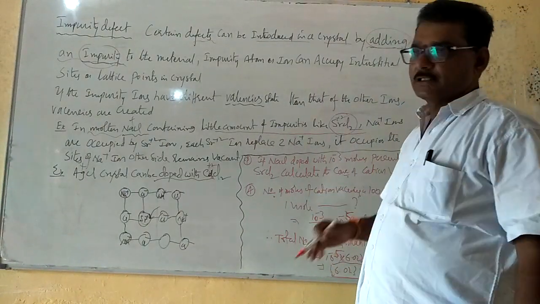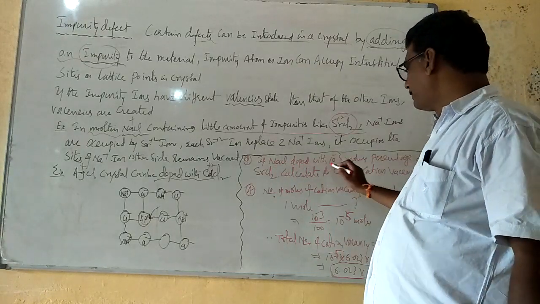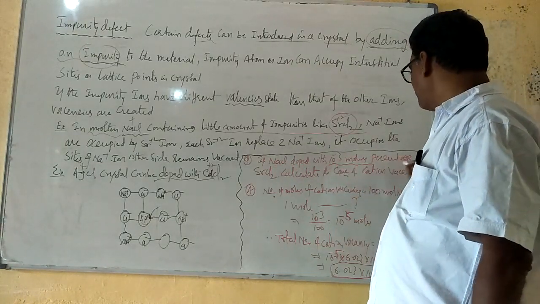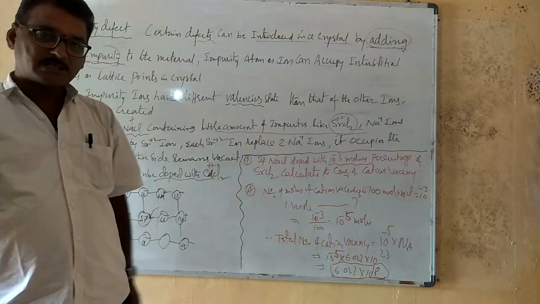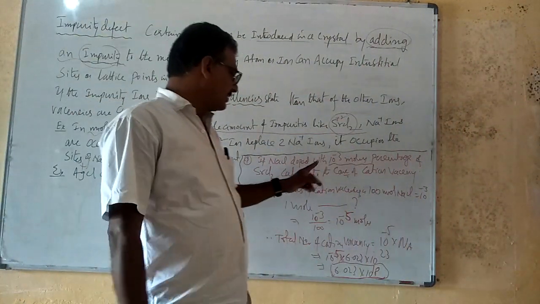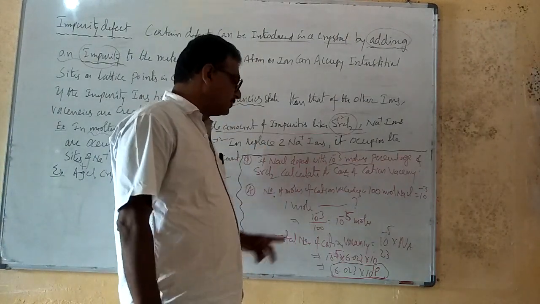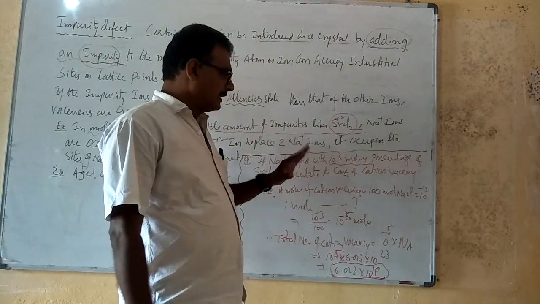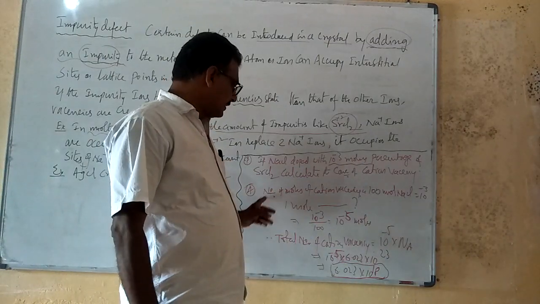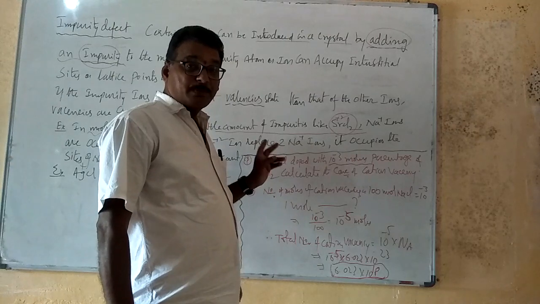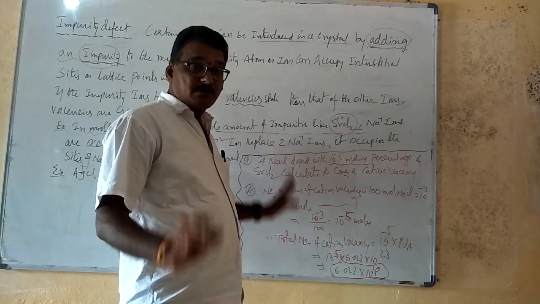Very important. If NaCl is doped with 10 power minus 3 mole percentage of SrCl2, calculate the total number of cationic vacancies. Now, what is the point? One Sr2+ joining means 2 Na+ will be removed.